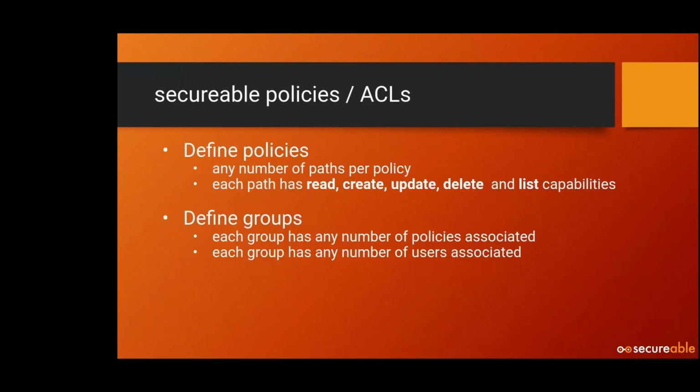Moving on to policies and ACLs. So a policy is a collection of permissions or capabilities, as we call them. So you can define who has read, create, update, delete, and list, which are obviously the HTTP verbs that we have. So when you make a call to a certain point, you can say who has permission to access this path with this capability. So can he read, can he create, can he delete, update, or list?